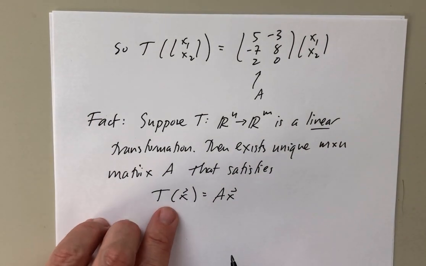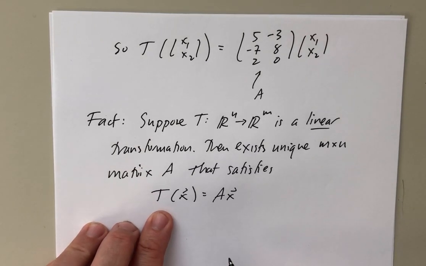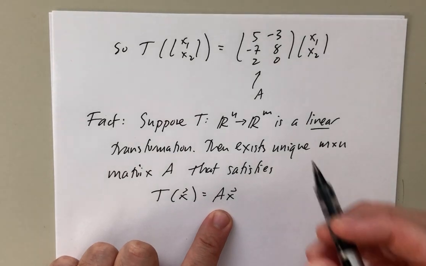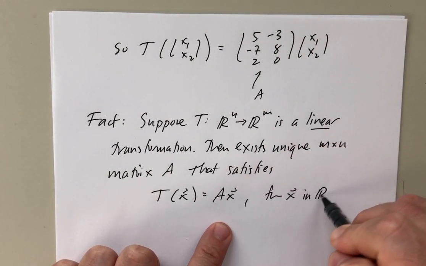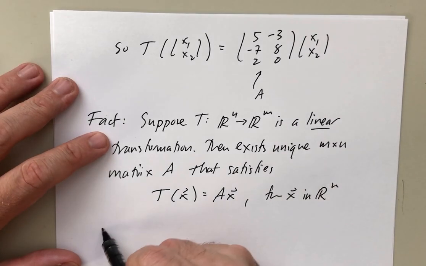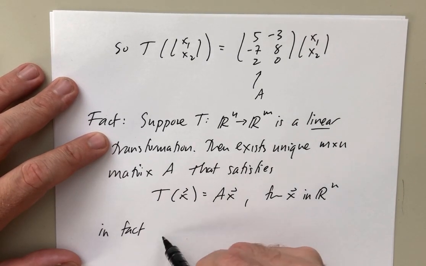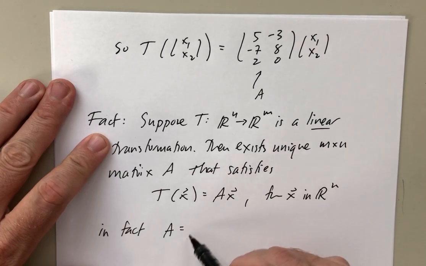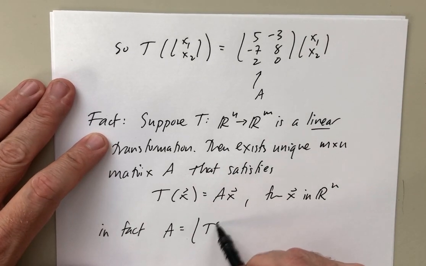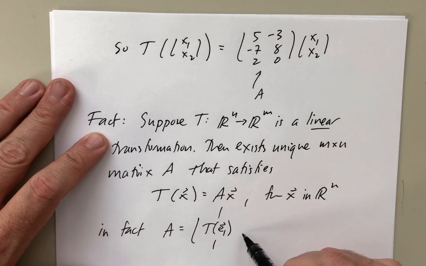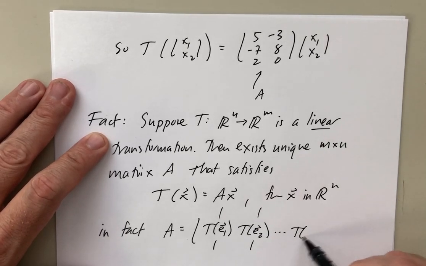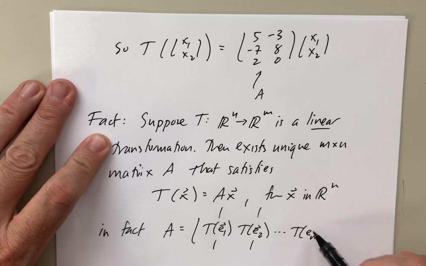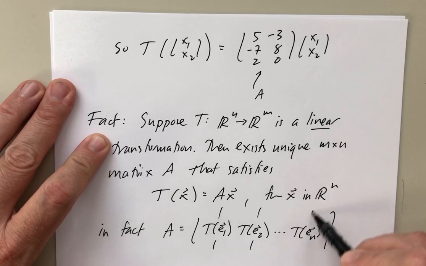And that's kind of amazing because you started out with this arbitrary linear transformation that I knew nothing about. It turns out that it's always matrix multiplication. And this is for x in R^n, that's the input vector. And in fact, we know what A is. I actually just told you what A is. So A is going to be equal to, the first column will be T(e1), the second column will be T(e2), up through T(en), right? So if I'm in R^n, I should have n columns to this thing.